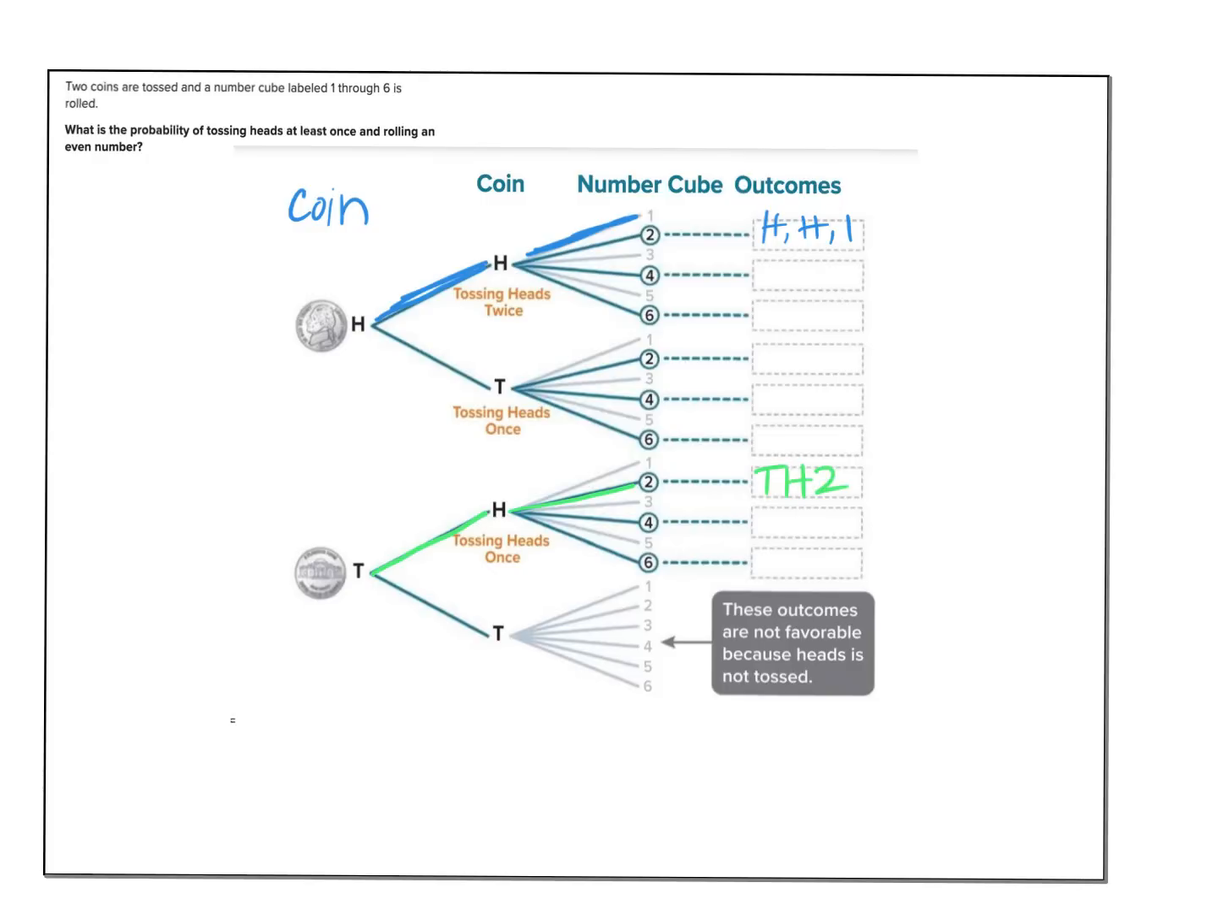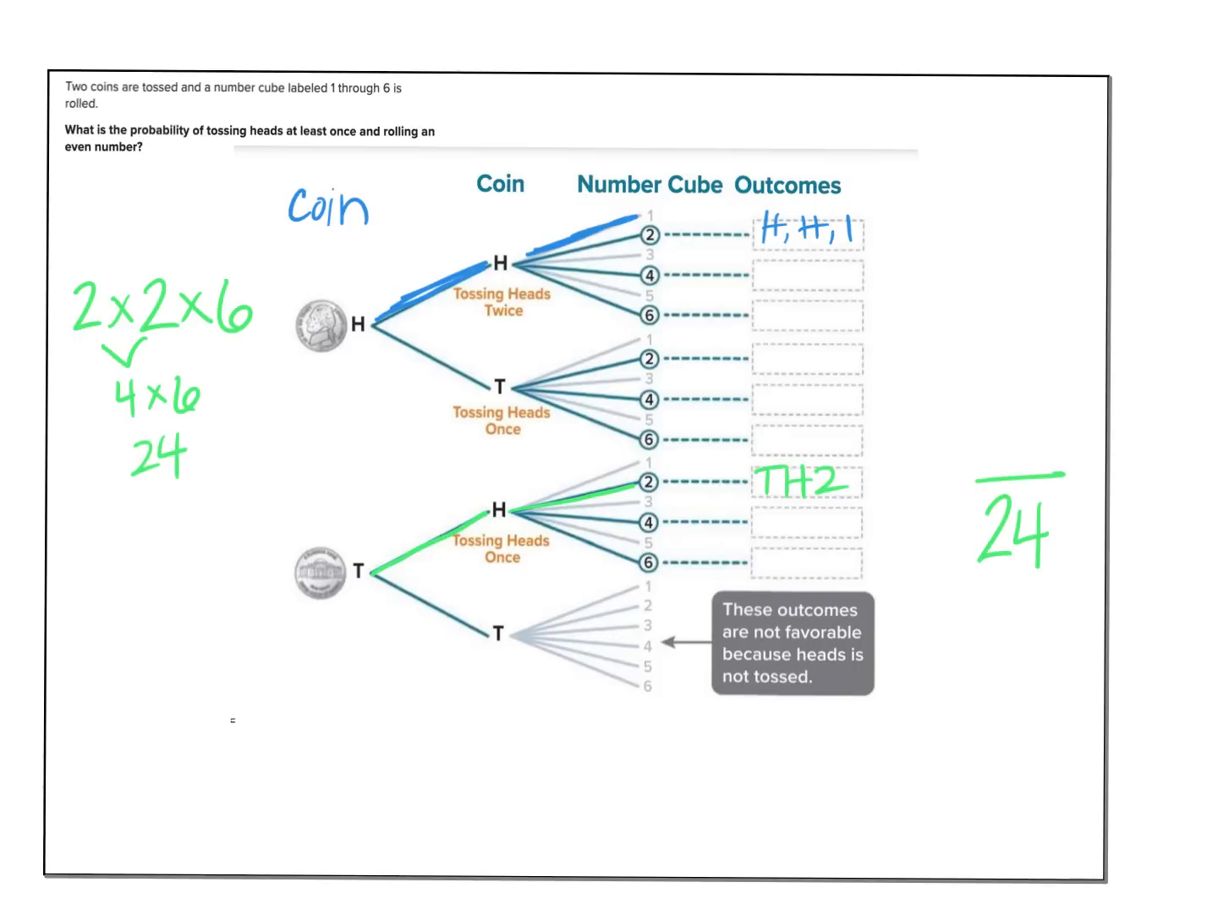Now, if you're looking at the total number of outcomes, when I flip my first coin, there are 2 options. My second coin, there are 2 options. And then my dice, there are 6 options. So 2 times 2 is 4, times 6 is 24. There are 24 possible outcomes total.